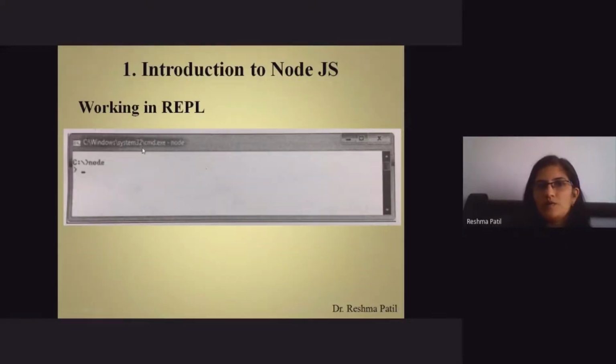This is your command prompt. We have written node. Immediately it is converted into this right arrow. Here we can start writing our mathematical computation. A plus B, C plus D, like this we can write here. So it will immediately give the result of that input.